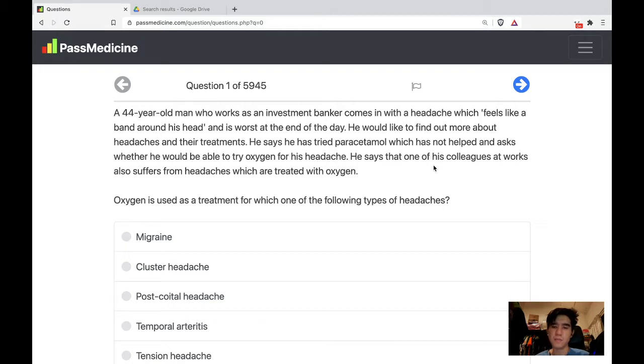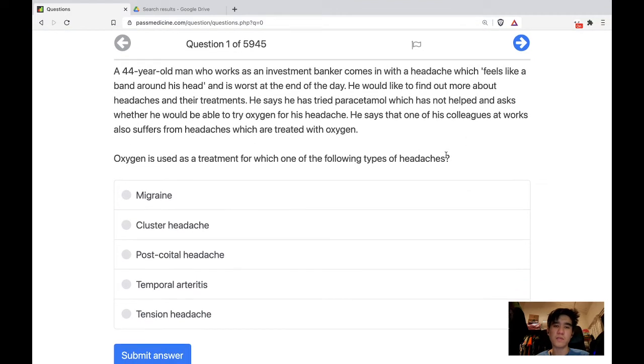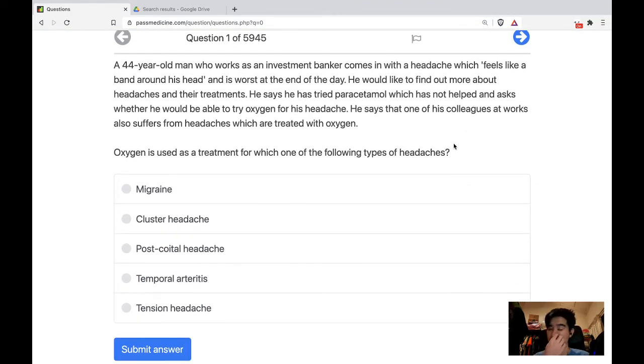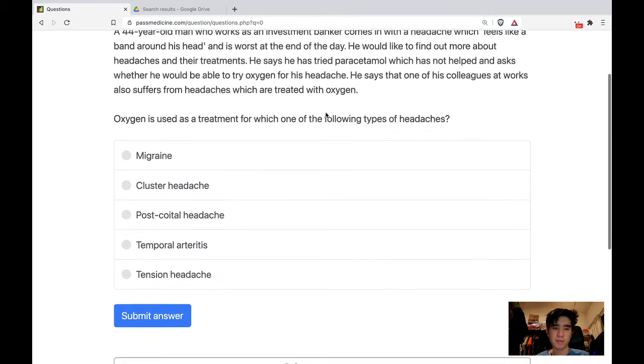for this headache. He says that one of his colleagues at work also suffers from headaches which are treated with oxygen. Oxygen is used as a treatment for which one of the following types of headaches? So this banker is most likely having tension headache given the area is a band area around his head. His friend, however, being treated with oxygen is typical of cluster headache.